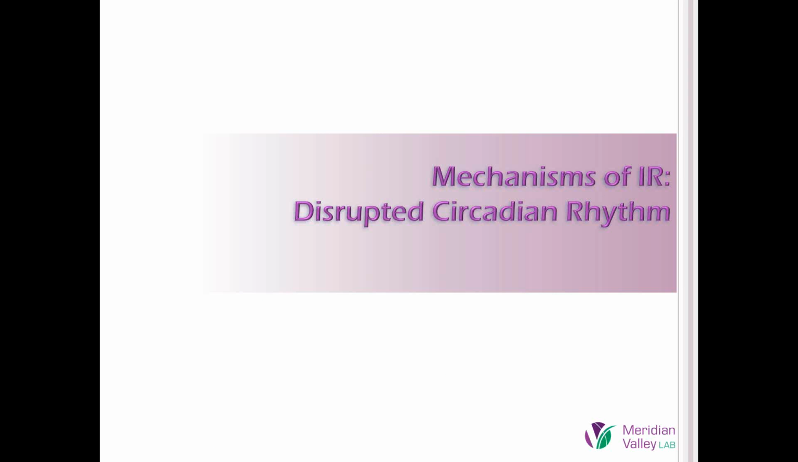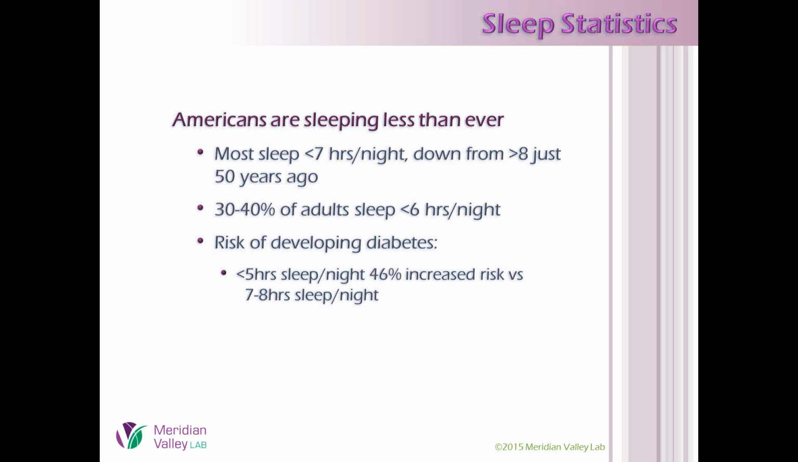So let me switch gears and go to our next mechanism of insulin resistance, which is a disrupted circadian rhythm. Certainly this is a problem in America. We're not sleeping very much. I would assume it's a problem all over the Western world. But here in the States, most people routinely get less than 7 hours a night. I would say they probably get a lot less than that in most cases. And as you can see here, those who get less than 5 hours of sleep per night, which again is not uncommon, have a 46% increased risk for developing diabetes versus 7 to 8 hours of sleep per night.